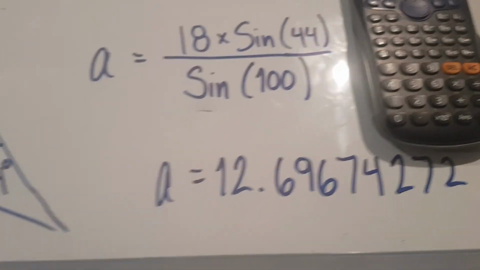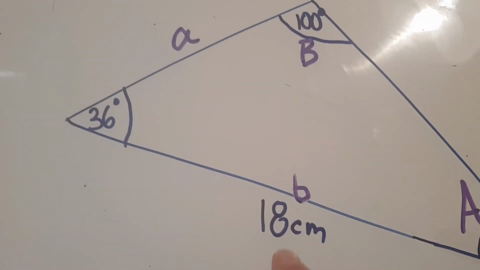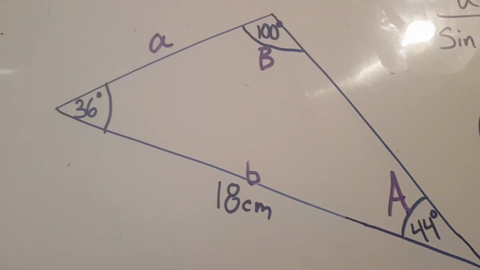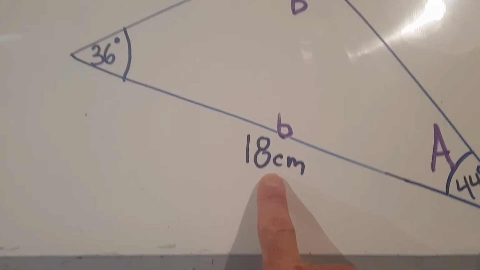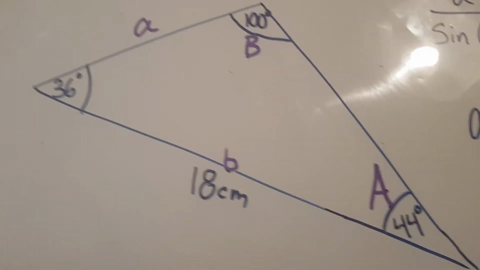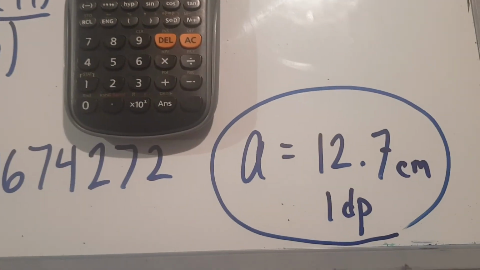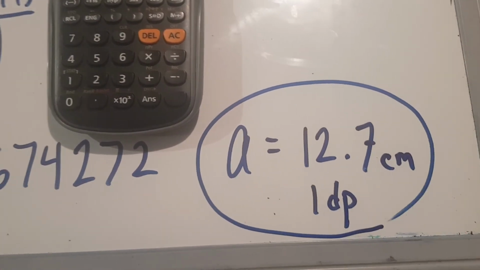You always want to round sensibly. And as I've said in previous videos, however many decimal places you're given in the original question, give one more when you round. So there's 0 decimal places in the given information. So that means I'm going to round this answer to 1 decimal place, which would be 12.7 centimeters, rounded to 1 decimal place.